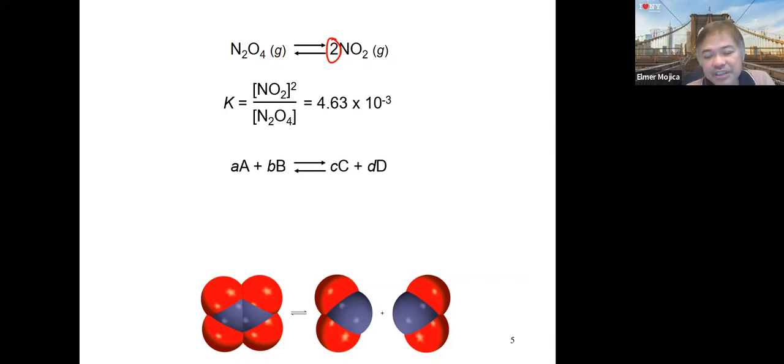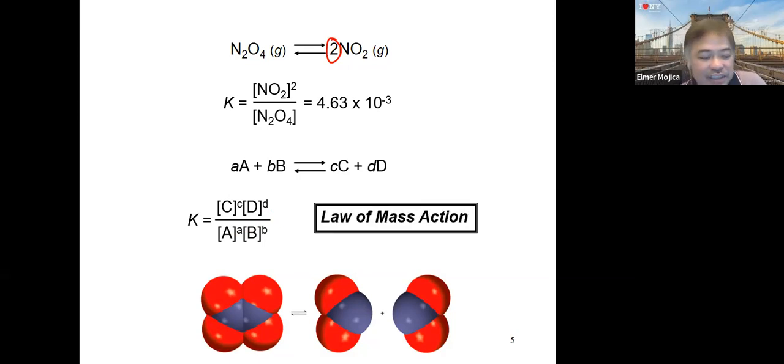So if you're going to look at the general equation, you have aA plus bB producing cC plus dD, where a, b, c, and d are the coefficients. So when you get the K, it's just [C] raised to the c times [D] raised to the d, divided by [A] raised to the a times [B] raised to the b. The product of the products over the product of the reactants. And this is your law of mass action. So that is the basis of your chemical equilibrium expression.